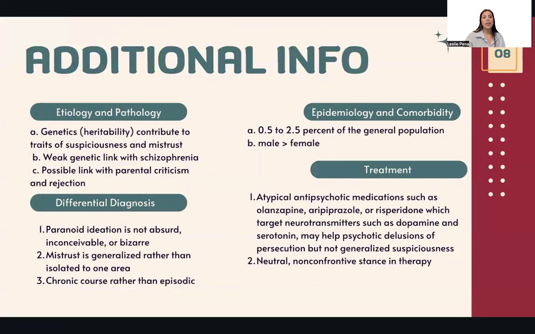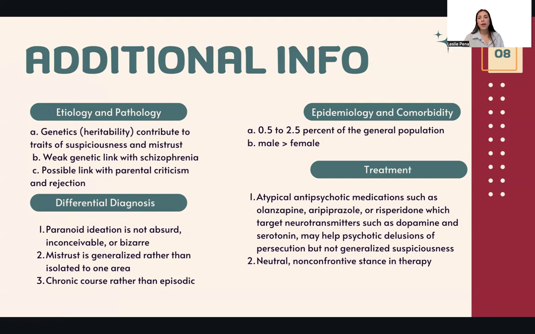Okay, genetics contribute to the traits of suspicion and mistrust, and there are weak genetic links with schizophrenia, and a possible link with parental criticism and rejection. Differential diagnosis: paranoid ideation is not absurd, inconceivable, or bizarre. Mistrust is generalized rather than isolated to just one area, and the course is chronic rather than episodic. So again, this has to happen throughout your adult life.